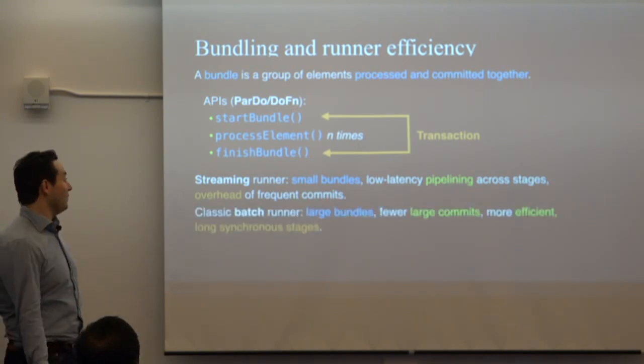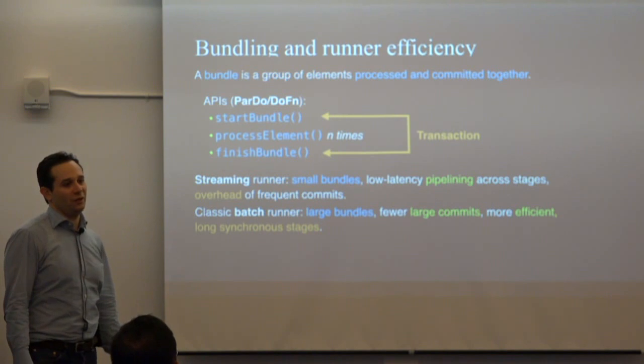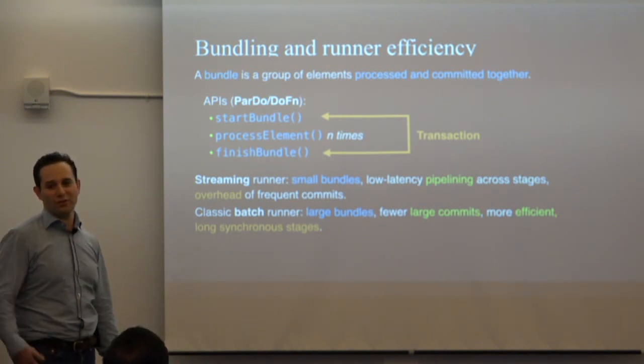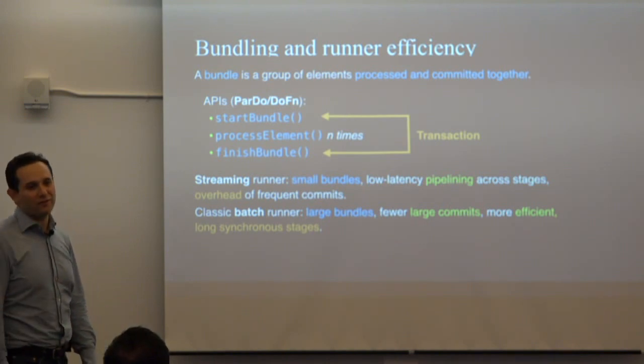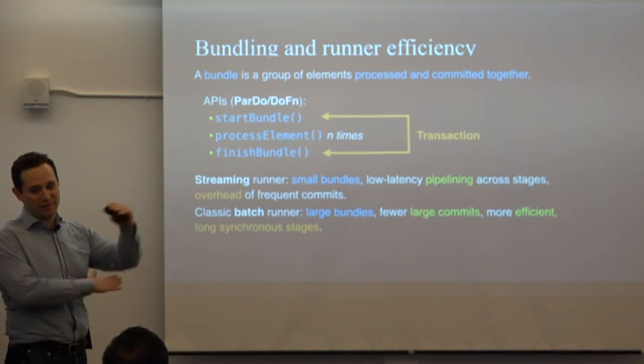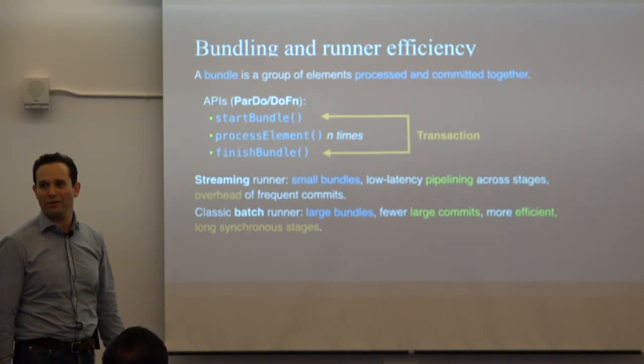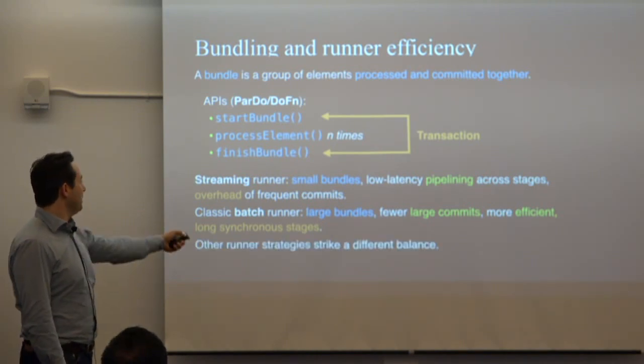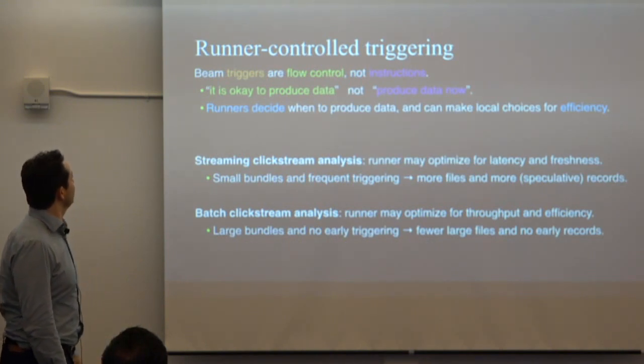Classic batch runners tend to have very, very large bundles. If I have 2 cores or 4 cores on a machine, I might just have 2 or 4 bundles on that machine and try to max out every core, processing 1 bundle at a time. And this is very dependent on runners.